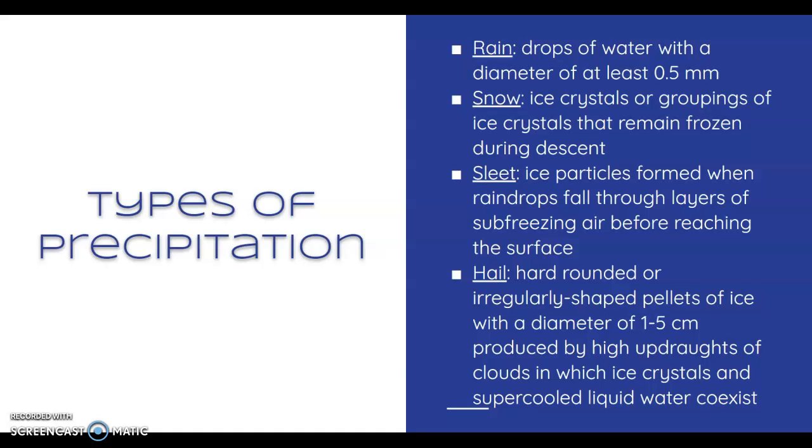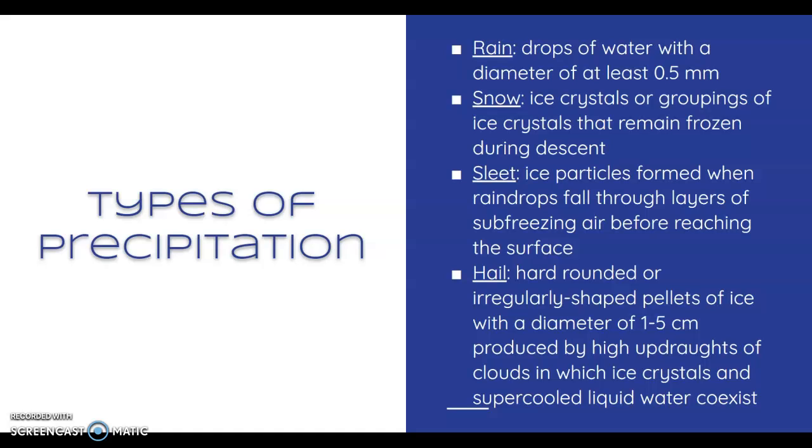The types of precipitation I would like to highlight are rain, snow, sleet, and hail. Rain is simply drops of water that fall from clouds with a diameter of at least 0.5 millimeters. Snow is ice crystals or groupings of ice crystals that fall frozen from clouds and remain frozen during their descent. Sleet actually begins as raindrops that fall from clouds, but upon passing through layers of sub-freezing air, they freeze and turn into ice particles before they reach the Earth's surface.